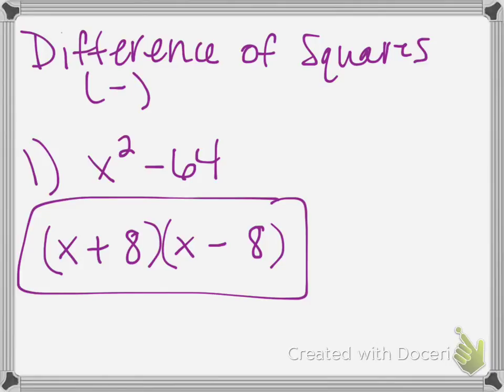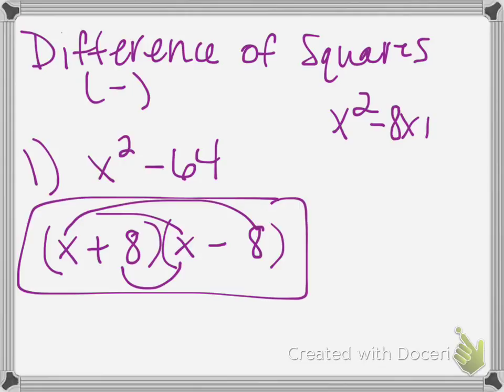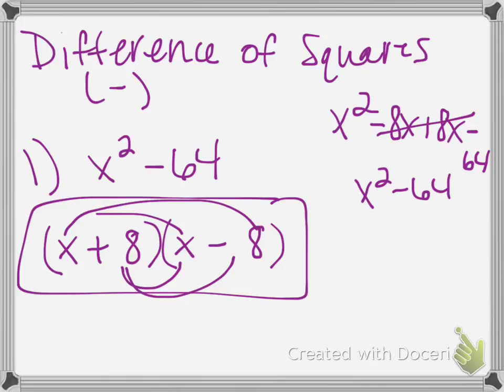You can always double check yourself by multiplying it out. And I'm going to show you, because some people are like, well, how do you know it's plus and minus? Well, let me show you the reason why, so that way you can understand it. So if I multiply the first, x times x, that is x squared. If I multiply x times negative 8, I get negative 8x. Then positive 8 times x is positive 8x. And then positive 8 times negative 8 is a negative 64. So if you notice, my linear terms eliminate, so all I'm left with is x squared minus 64.